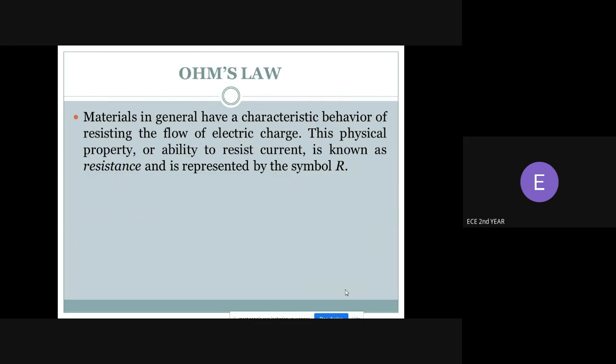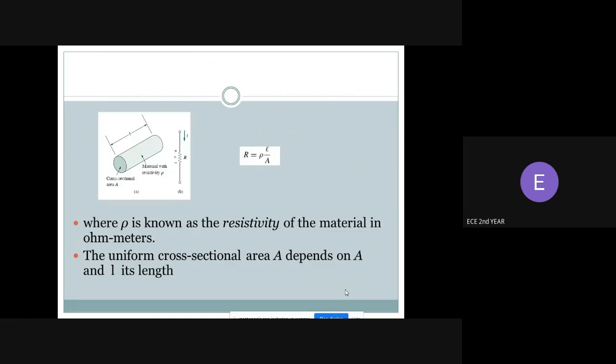The resistance of any material with uniform cross-sectional area A depends on A and its length L, and is denoted by R equal to rho L by A. This diagram shows a material with cross-sectional area A, resistivity rho, and length L. Here rho is known as the resistivity of the material, in ohm meter.